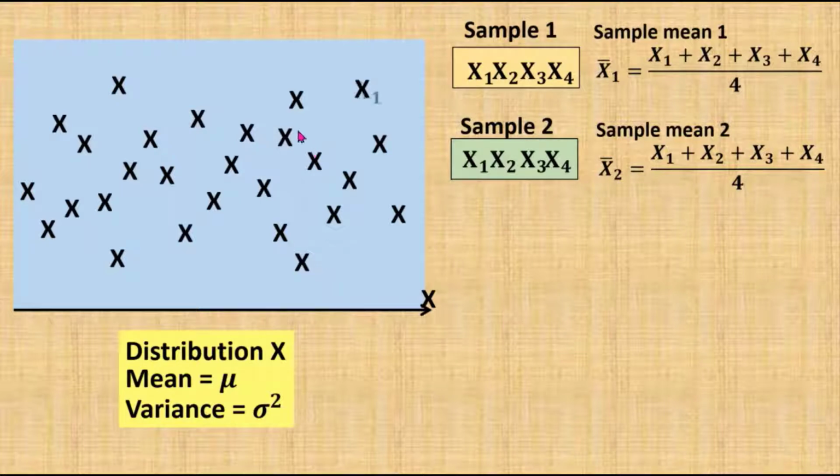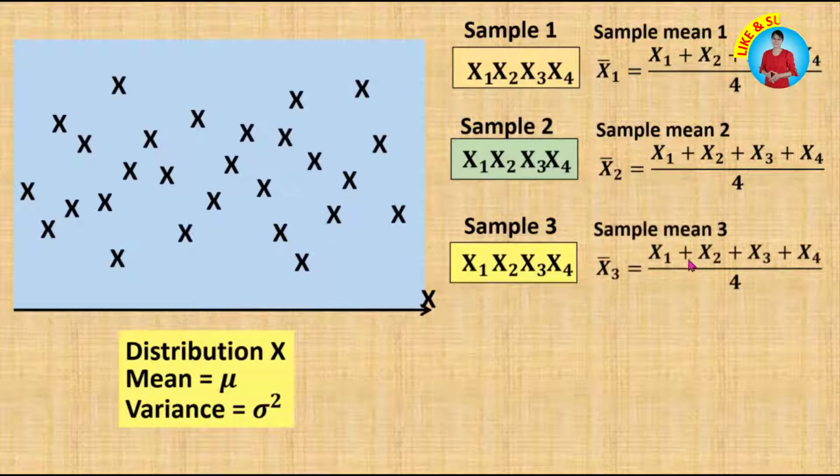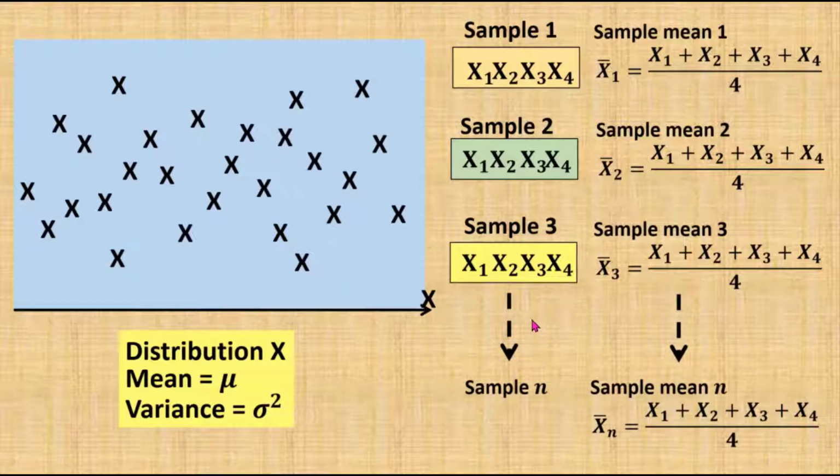Again, I am going to repeat the same step for sample 3 with the same sample size. I start from x1, x2, x3, and x4. These 4 observations form sample 3. The mean of sample 3 is sample mean 3, which is x-bar 3. After sample 3, I continue the sampling to get as many samples as possible, and now I have many sample means as well.